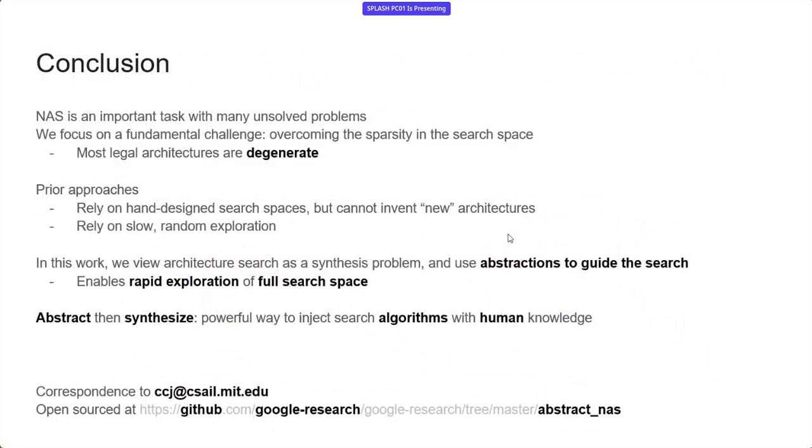Okay, so just to conclude, we studied the problem of neural architecture search, and the fundamental problem there was that most legal architectures are degenerate. What we really did was we viewed architecture search as a synthesis problem and then used abstractions to guide the search. At a high level, what I really think is that this abstract and synthesize paradigm is a powerful way of injecting search algorithms with human knowledge, where you're just letting the human do the high level reasoning about principles that might help, and then you let the search algorithm do the boring trial and error aspect.